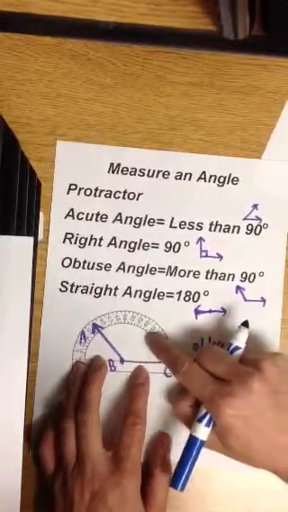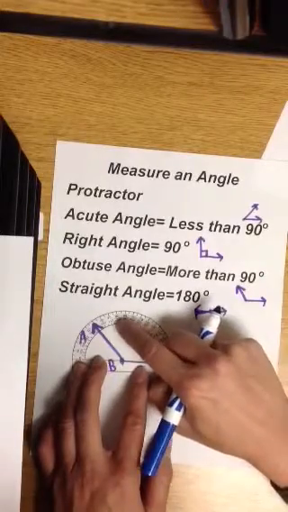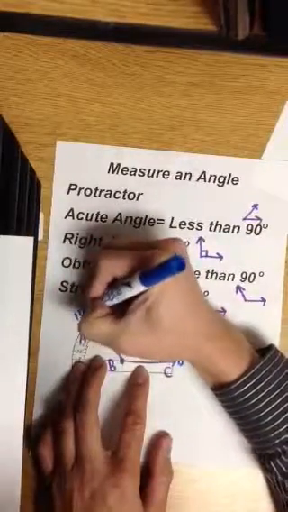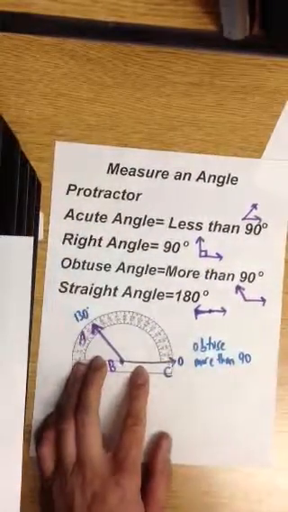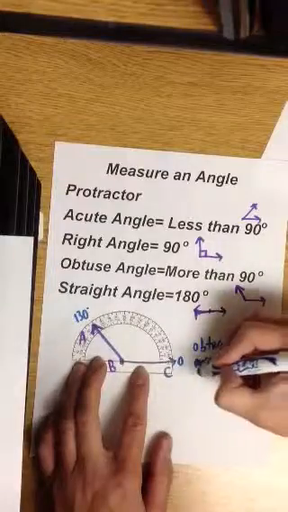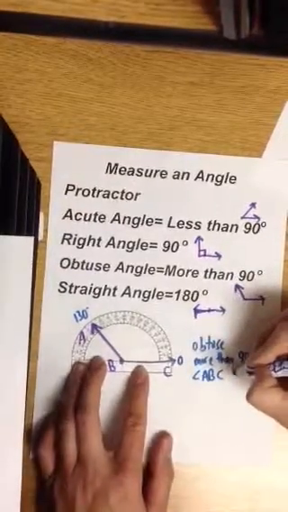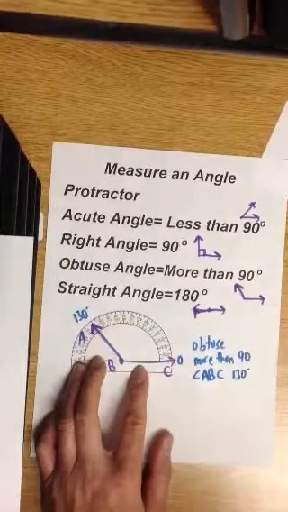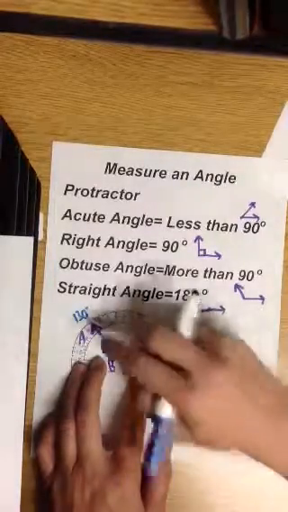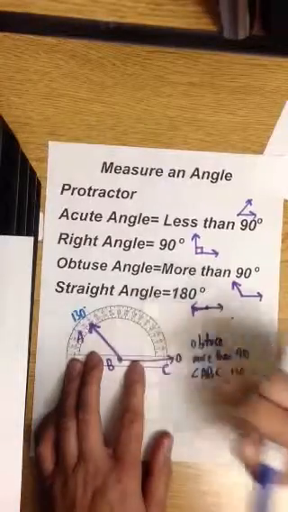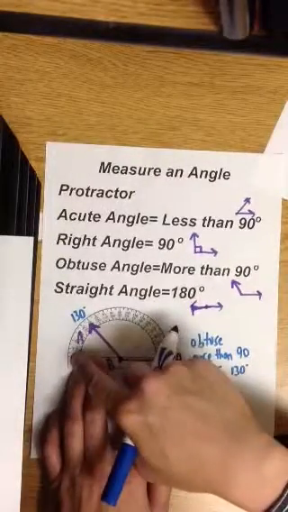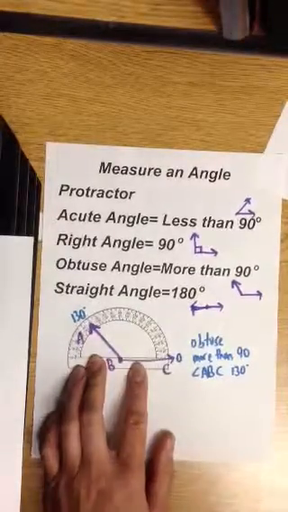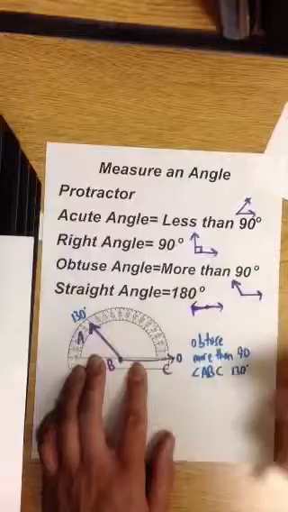10, 20, 30, 40, 50, 60, 70, 80, 90, 100, 110, 120, 130 degrees. Is that more than 90? It is. So angle ABC is 130 degrees, an obtuse angle, more than 90. Some kids will say, but what about 50? That's if you started on the left-hand side and counted by 10: 0, 10, 20, 30, 40, 50. So it cannot be 50. It has to be a number that's more than 90.